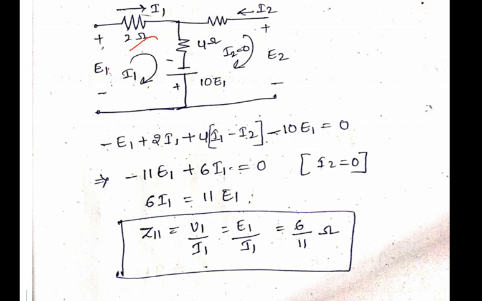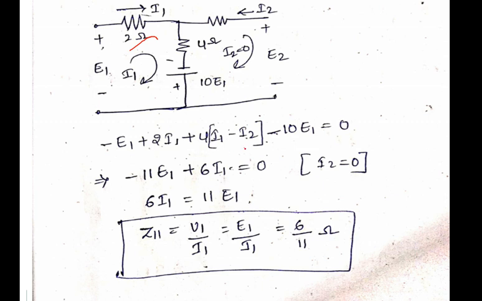If you apply KVL in loop 1: minus E1 plus 2I1, and here the 4 ohm resistance is in between the two loops, so 4(I1 minus I2) minus 10I1 equal to 0. KVL indicates that the sum of voltages in a closed path is equal to 0. So here I am writing the equation.